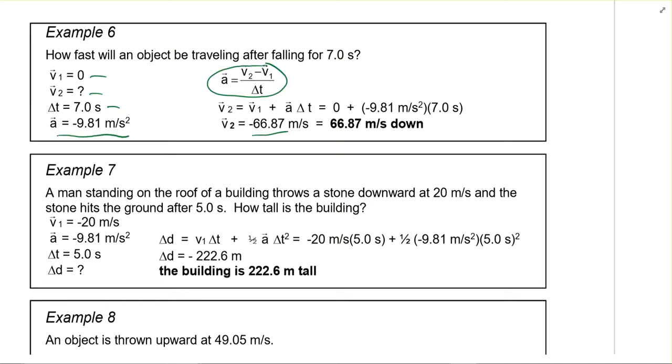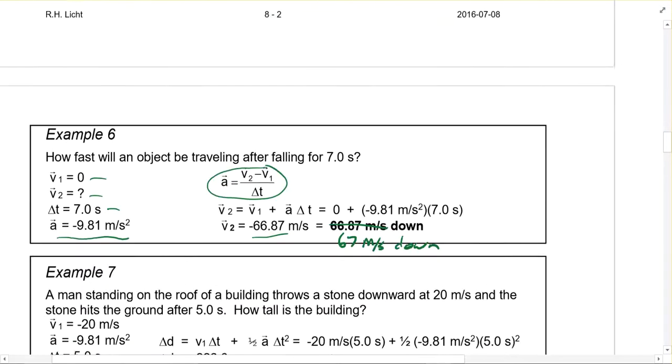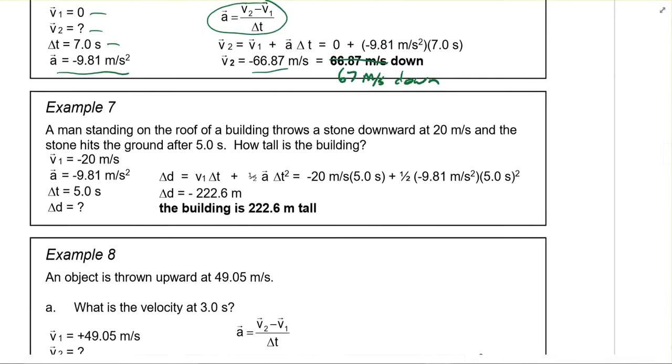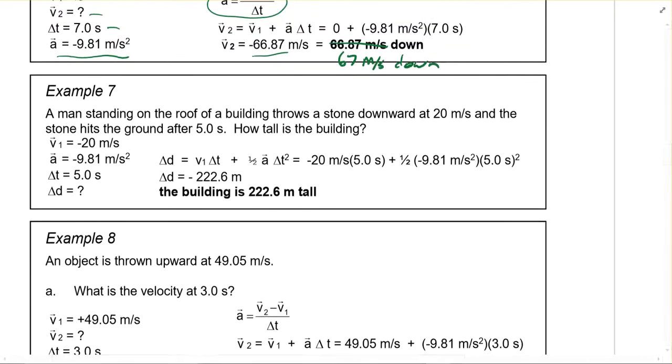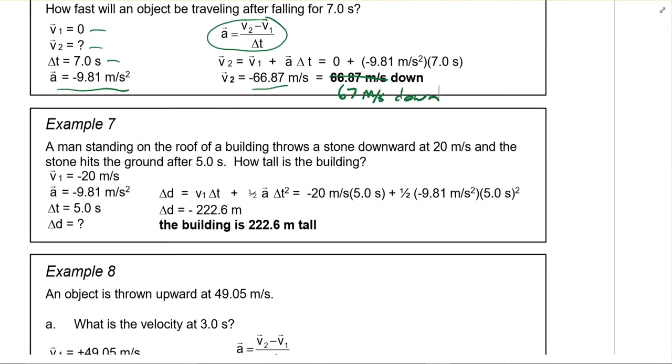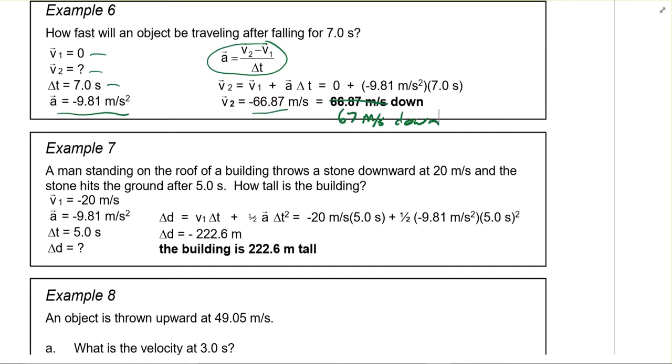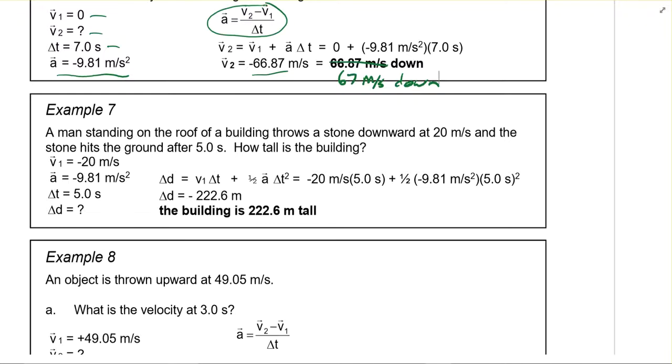And technically, that shouldn't be with that many sig digs. This should be just 67 meters per second down. Sorry about that. Actually, for this page, don't look too closely at the sig digs because a few of them are actually wrong. You'll see that this one in the next question too, the sig digs are off a bit. So for this one, just maybe ignore the sig digs on this.